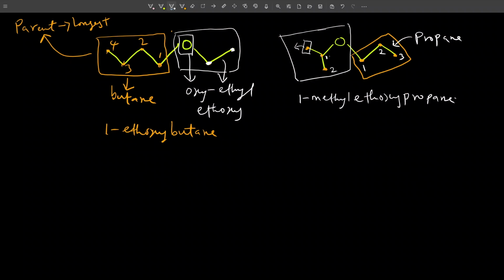Now the substituent is what? Everything over here is the substituent. And where is it attached? It's attached to the first carbon of the parent. So we put all the substituent in a bracket like this and put one. This one here is telling us that the substituent, which is one methyl ethoxy, is attached to the first carbon of the parent propane.